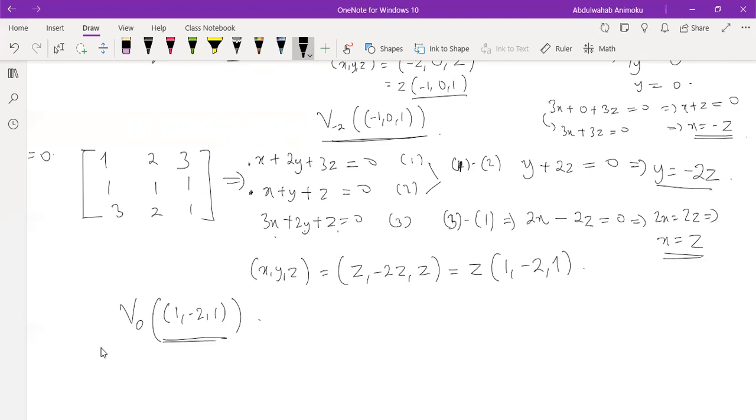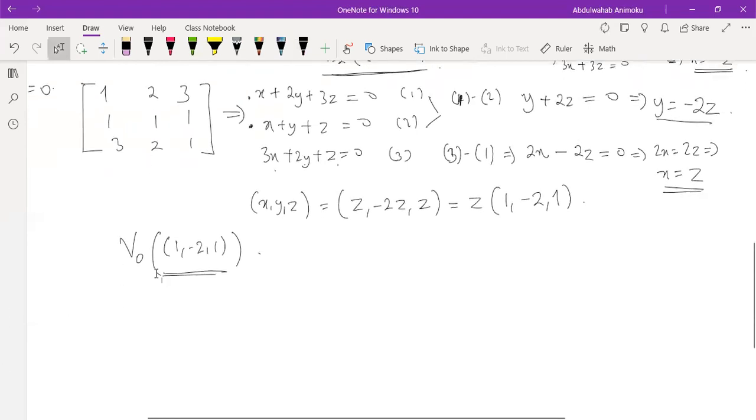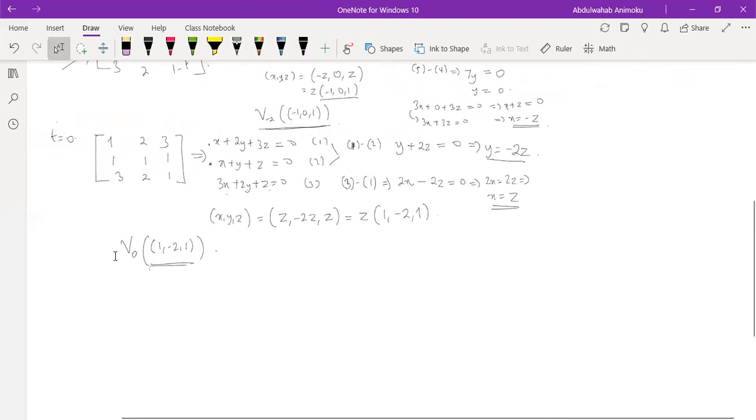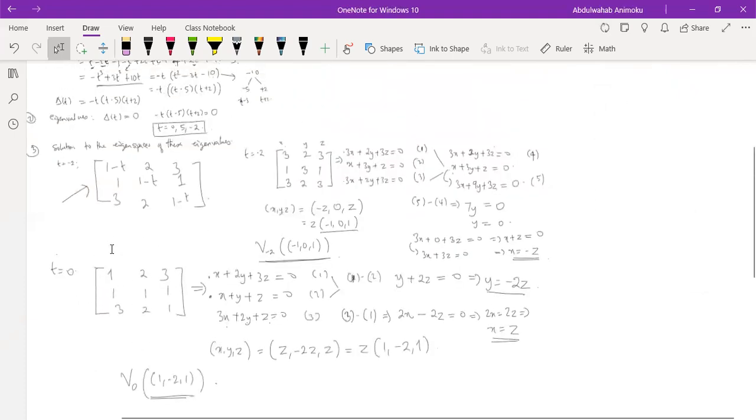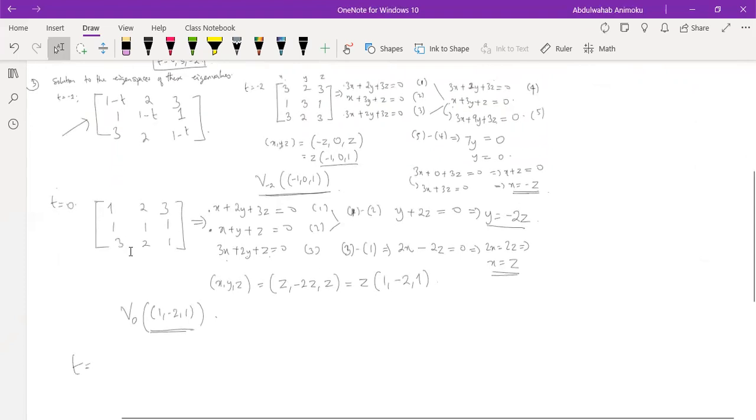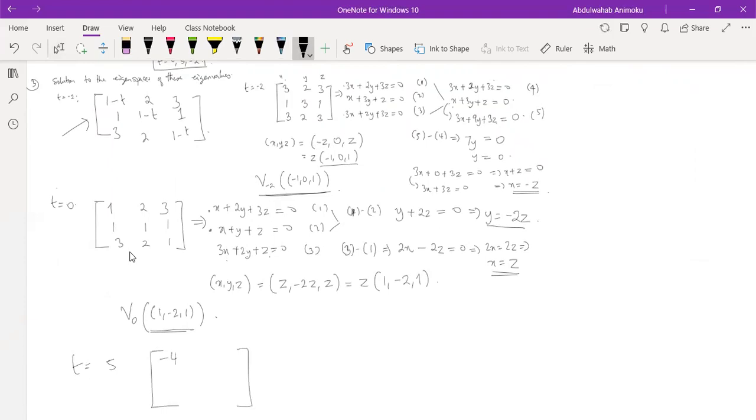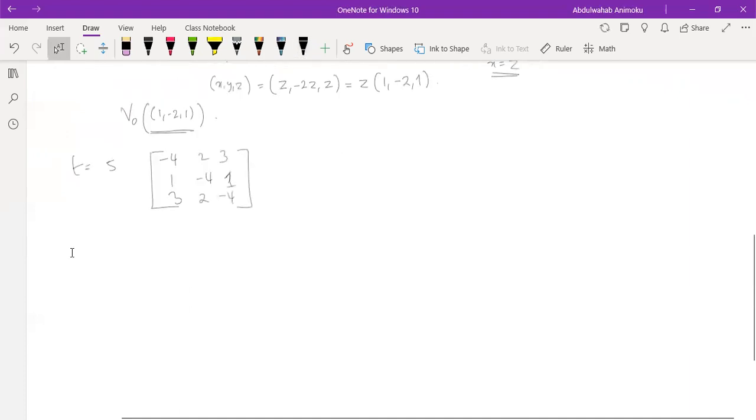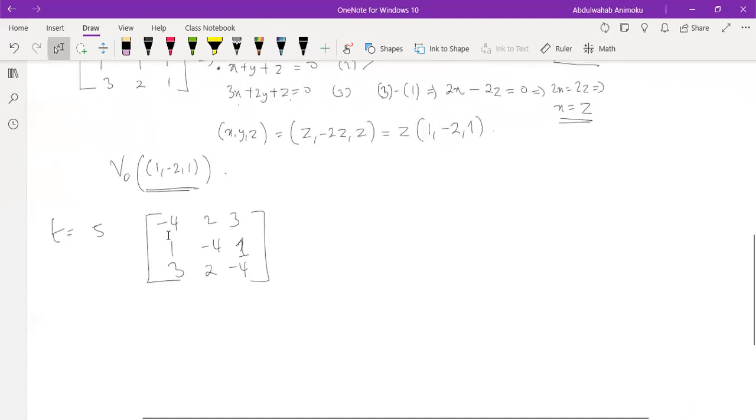Okay, this is the second eigenvector. And finally, we'll move to the last eigenvalue, which is 5, when t is 5. And what does that do for our matrix? So 1 minus 5, so I think we have minus 4 here. We have 1 minus 4, and we have minus 4. Okay, so this is what we have.